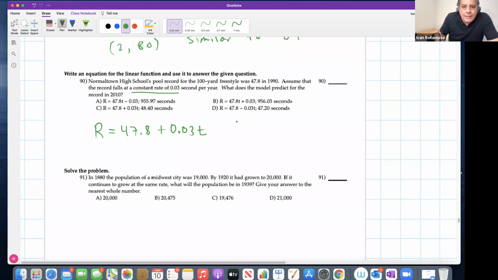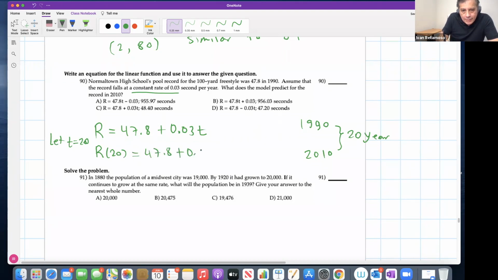1990. It started all at 1990, and now you're trying to figure out what is going to be the record in 2010. How many years between 1990 and 2010? From 2000 to 2010, 10 more years, for 20 years, right? So basically, you just have to plug that in here. Let t be equal to 20 years. And basically, this should tell you how much you expect the record to fall to. Okay, so let's compute this together.